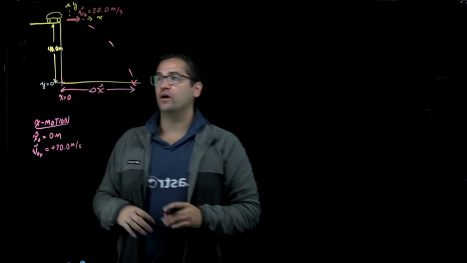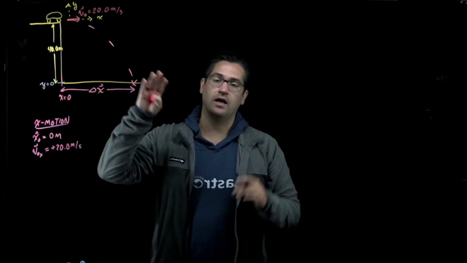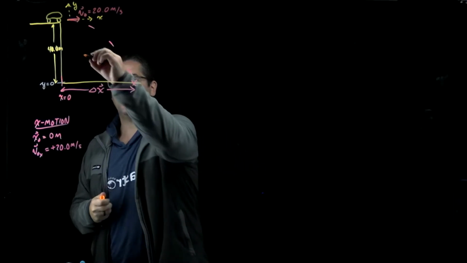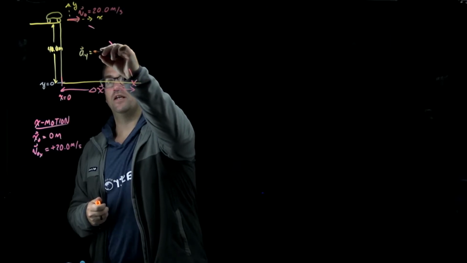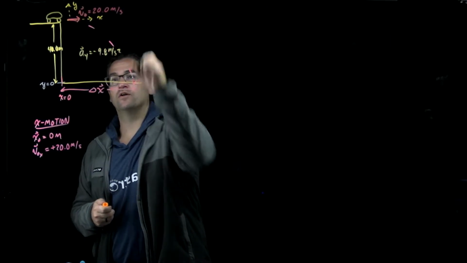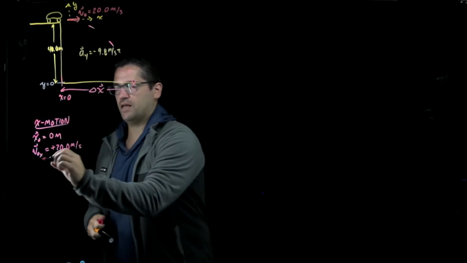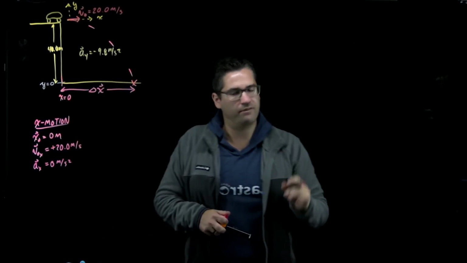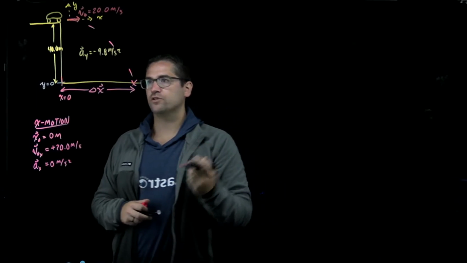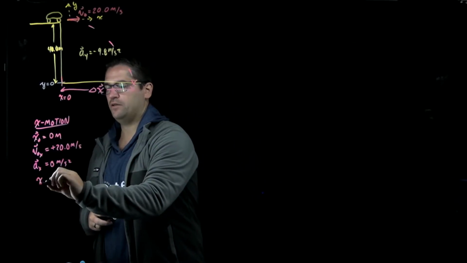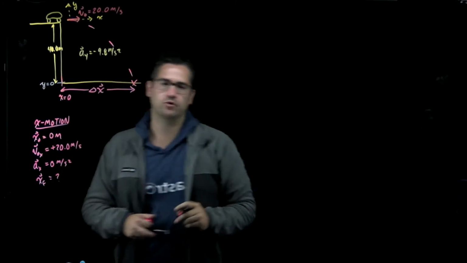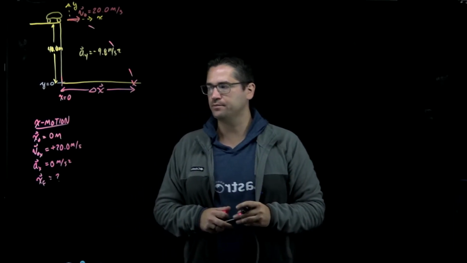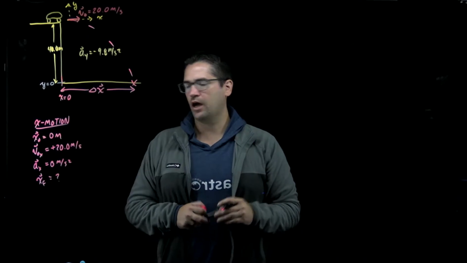What else do I know? Well, once I leave the cliff, I'm going to be in free fall, and we know in free fall that the y acceleration is going to be 9.8 meters per second squared downward. And this means that my x acceleration is 0. So I'm not going to have any x acceleration. What else do I know? X final? I don't know that, but that's basically what I'm trying to figure out. We're trying to figure out how far away from the edge of the cliff we are landing. So I think that's pretty much all I know.